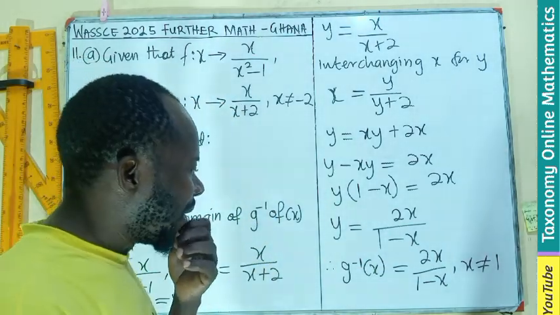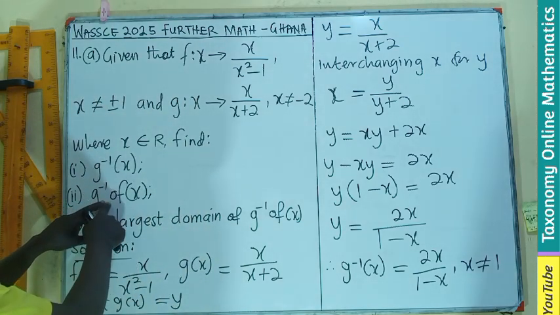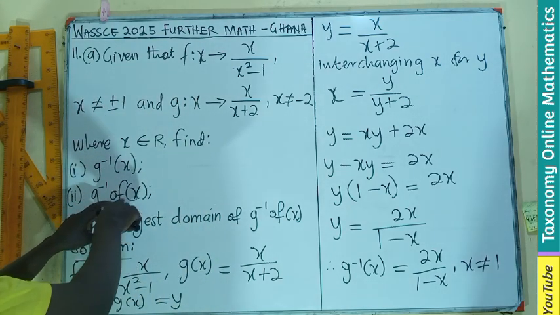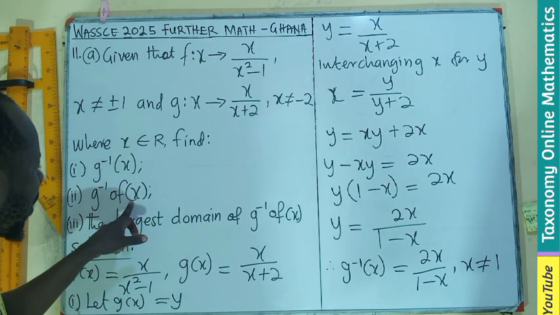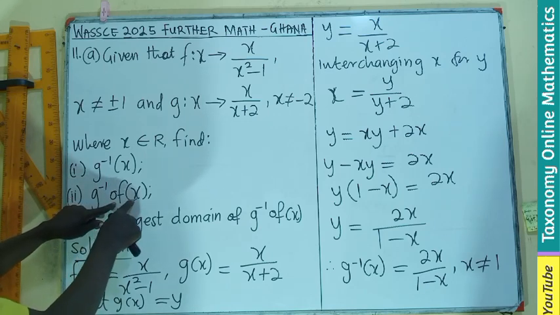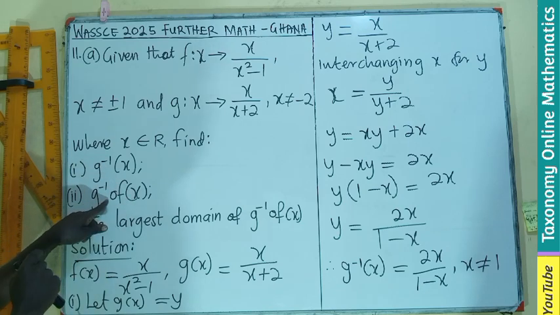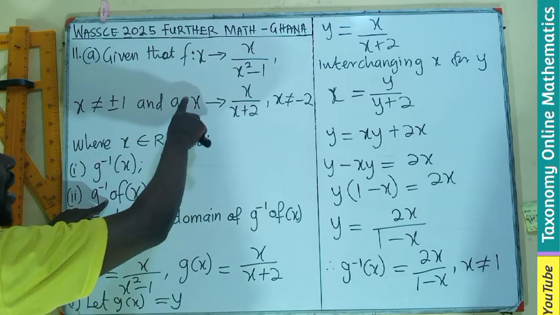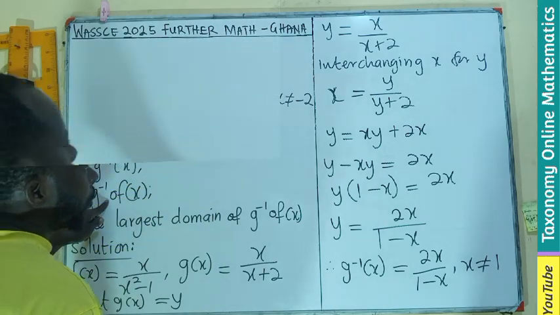Now, the next question is to find the g prime of f of x. So we are going to say that if you pick f of x, it means f is pregnant with x. But now g prime is going to be pregnant with the f function, which we have as this. So let's keep this in mind as we clean here and continue.